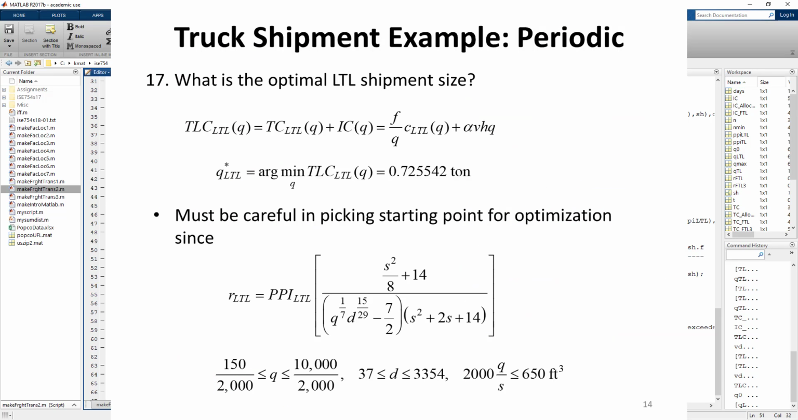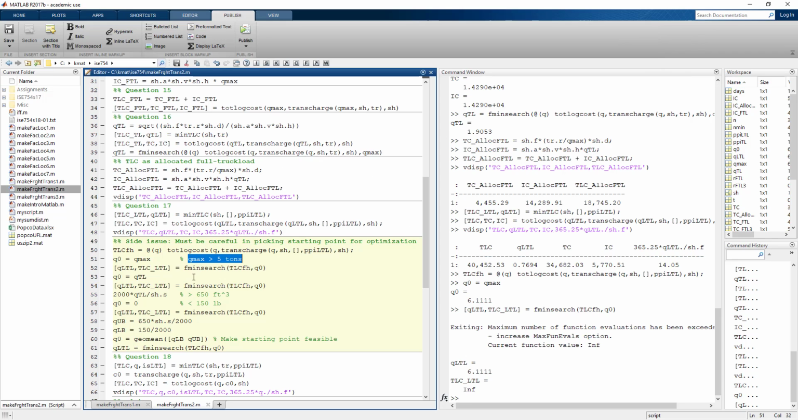So in terms of getting an LTL rate, if I pass it a shipment size greater than 5 tons, the formula returns infinity as the rate. The reason for that is that the data used to generate the estimation formula did not include values in that range, so it would not be valid to extrapolate from the formula to values in this range, because it's really not data that was used to create the formula. So it's giving you infinity, so the fmin search is basically just spinning its wheels and not able to solve.